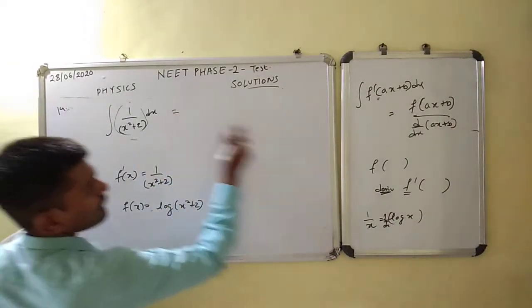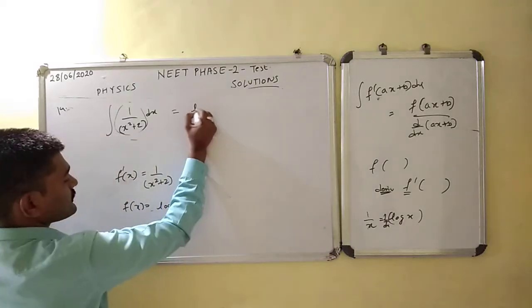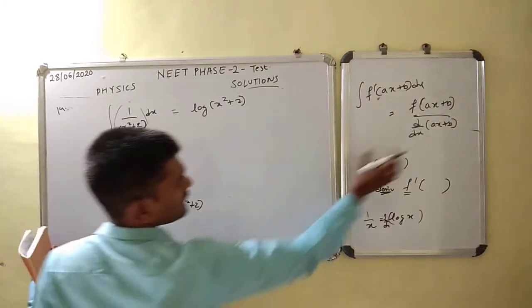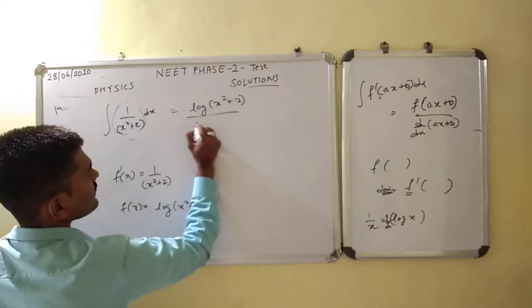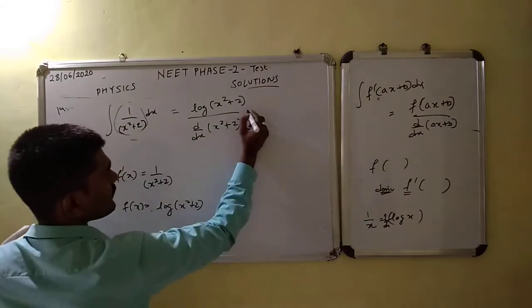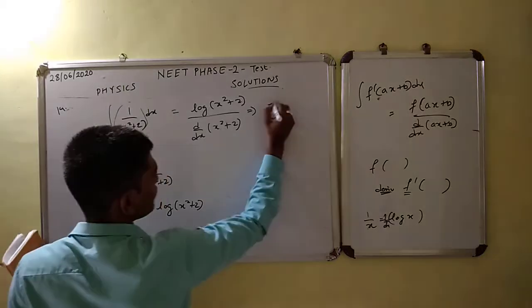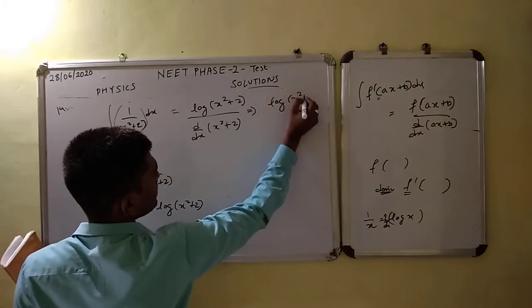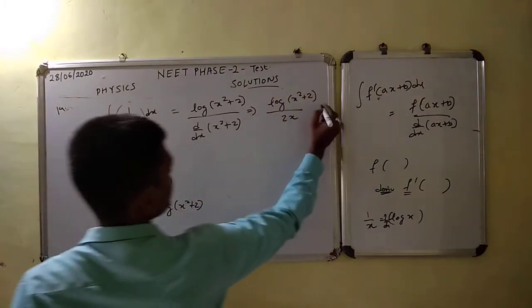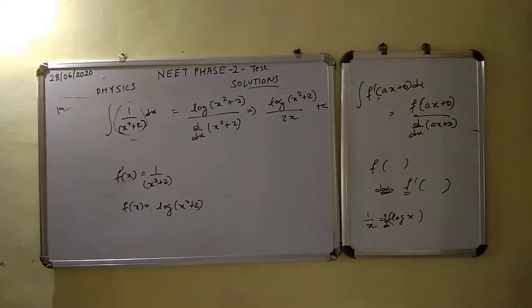So the answer will be what? F of ax plus b, that is log of x squared plus 2. And then we have to take the derivative of the function part, that is d dx of x squared plus 2. See this formula. We have sent one video previously, share it with your friends. Log of x squared plus 2 upon the derivative, this is 2x. So this will be the answer, plus c, because it is an indefinite integral.